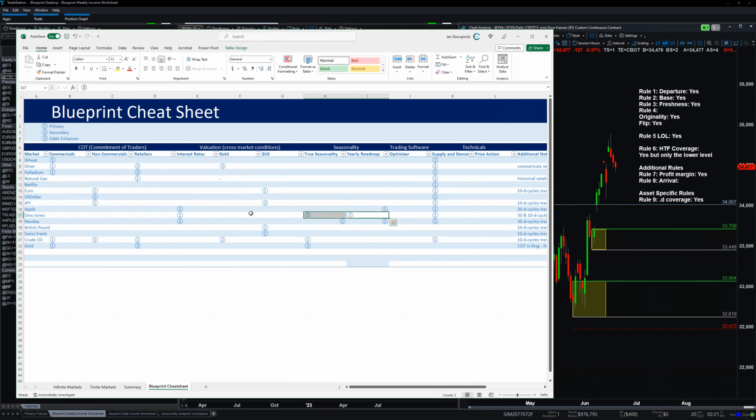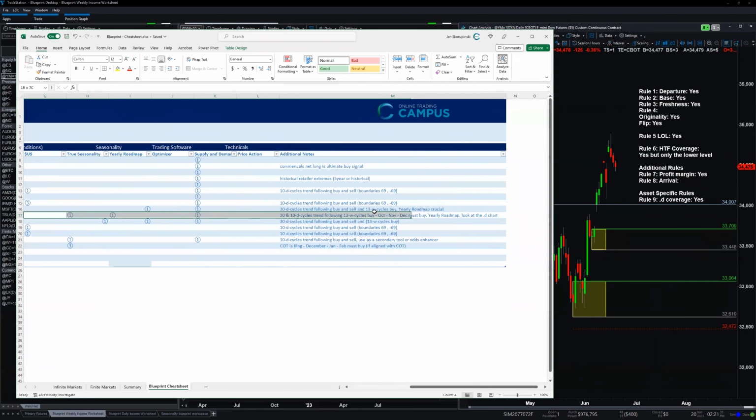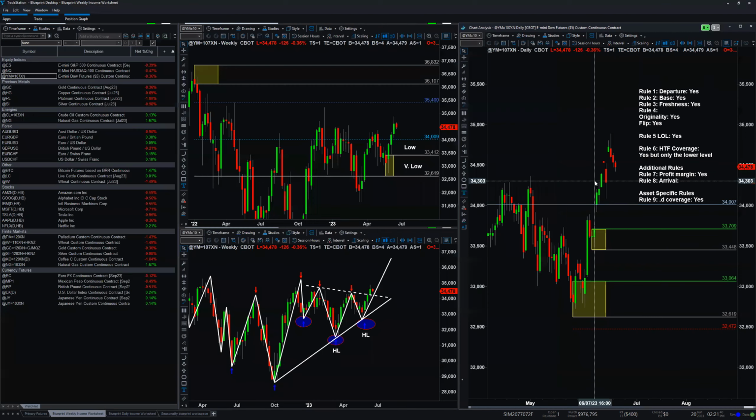And for the true seasonality and for the yearly roadmap, I would even call this maybe even a 1. It's a primary tool here for our equity indices. What are the cycles that we're going to look at? 30 and 10-day cycles, trend following. October, November, December, we must buy. Yearly roadmap, look at the .D chart. Okay, perfect. So we've got everything covered.